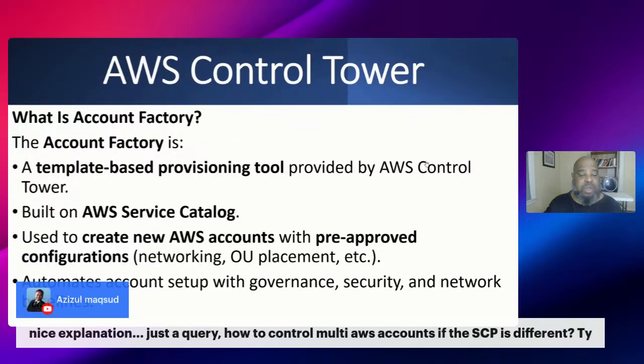Let's see what's going on. Shout out to my man Zhu. Like an explanation, just a query: how to control multiple AWS accounts if the SCPs are different. I mean, that's an excellent question. Usually you're going to configure your SCP for that particular OU, once again, off of your job functions. And we'll dig a little bit into that. Hey, let me roll back real quick.